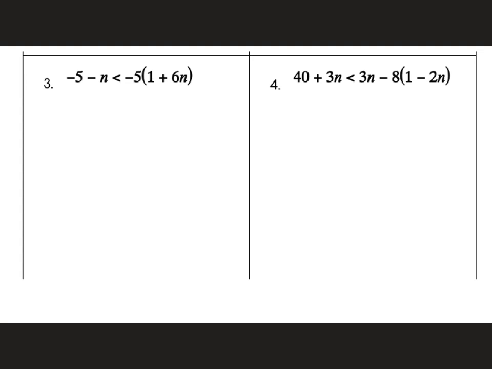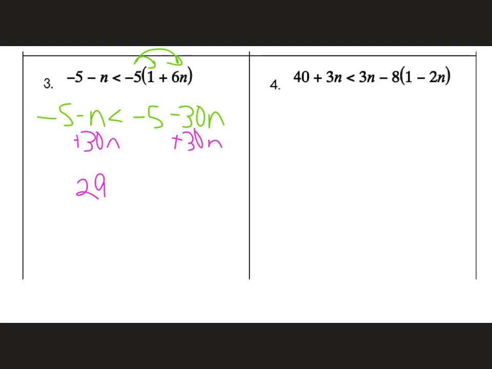Next one, let's see what's going on. There's a lot going on here. I'm going to distribute that negative 5 first because that's making me uncomfortable. So negative 5 minus n, I'm going to ignore the left side. Negative 5 minus 30n. Pew, pew. I'm going to go ahead and make a decision to add 30n to both sides. The reason I'm adding 30n to both sides is I'm getting a positive number in front of that n. That makes me more comfortable. When I divide or multiply, I don't have to worry about switching the sign.